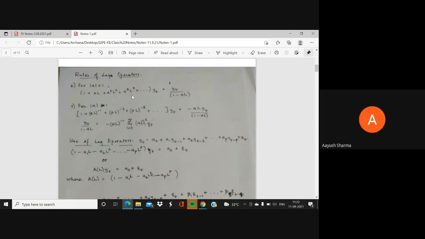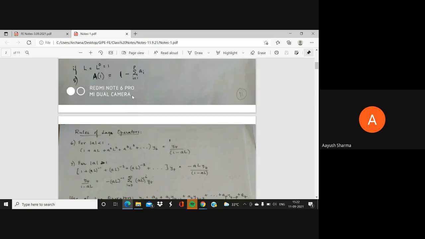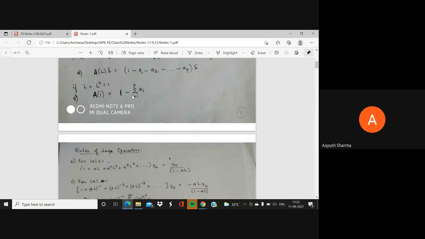Ma'am, can we say that capital A was equal to the value of that bracket? Because I did not get the fourth rule. Yeah.